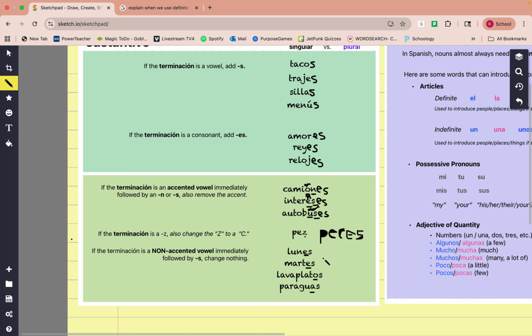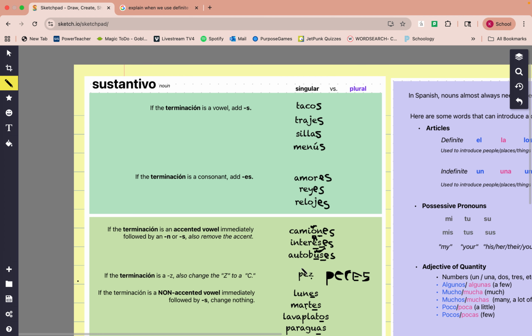To make them plural, we do nothing. So lunes means Monday, but lunes also means Mondays. So if I want to say, on Monday I'm going to the bank, I would say el lunes voy al banco. But if I want to say every Monday I go to the bank, on Mondays I go to the bank, I would say los lunes, same, voy al banco. Nothing changes. So that's it. That's how to make a sustantivo, a noun, plural in Spanish.